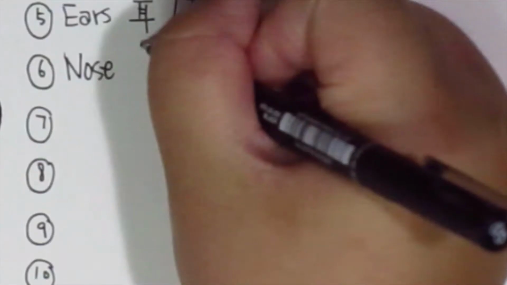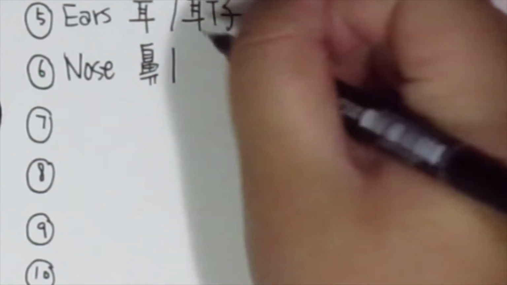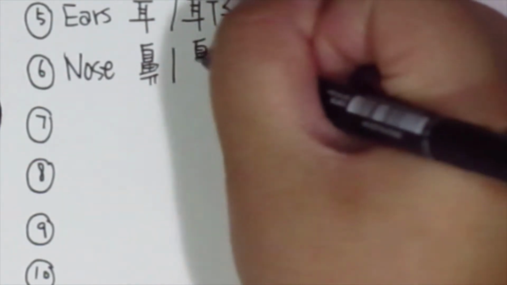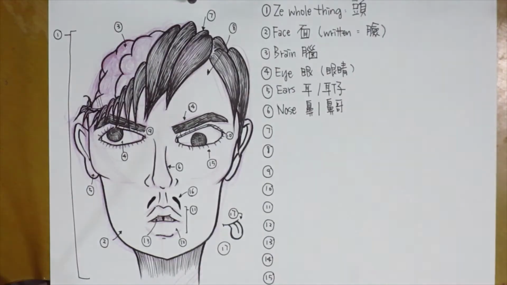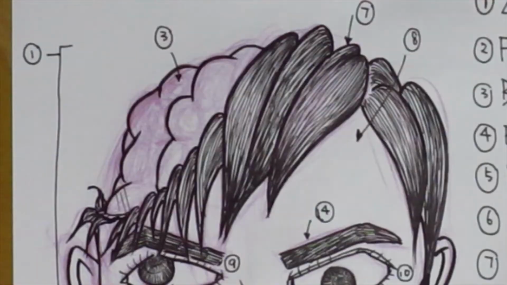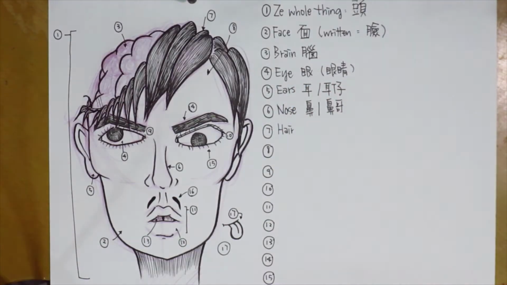The nose in Cantonese is bei. Some may use the expression bei go. Bei go is kind of a cutesy version of nose. Okay, eyes, ears, nose, and the next thing, why did I label hair as the seventh one? It should be something else, but yeah, the seventh is hair.